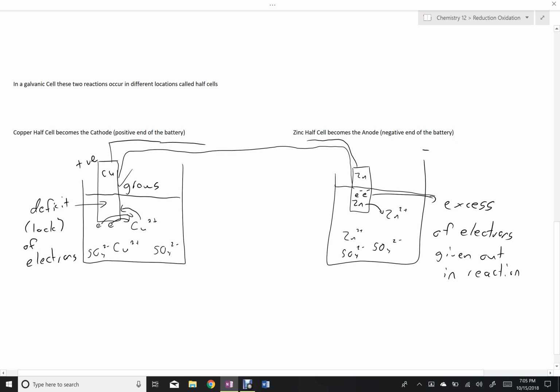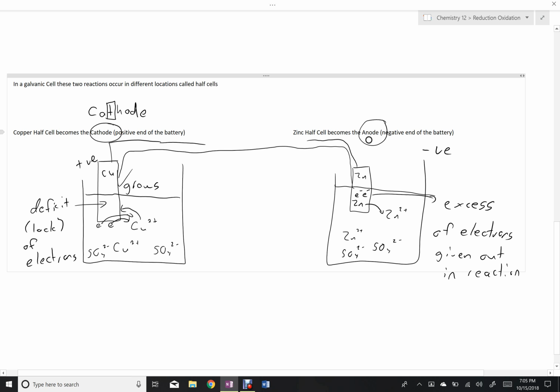And so we've created a negative end of a battery. We call the negative end of the battery the anode, and we call the positive end of the battery the cathode. The way I remember that is that cathode has a T in it that kind of looks like a positive sign. So the electrons flow from the negative end of the battery to the positive end of the battery.